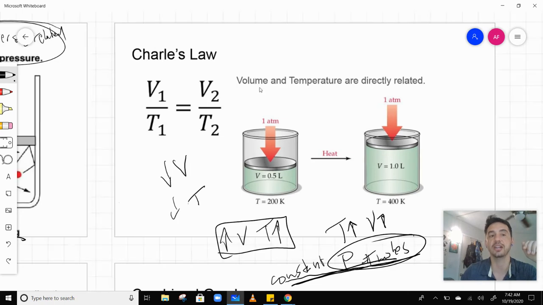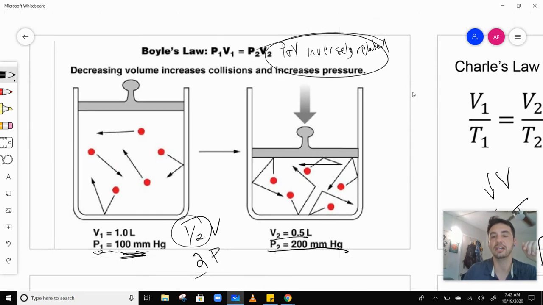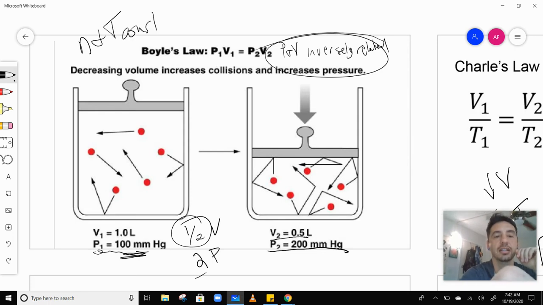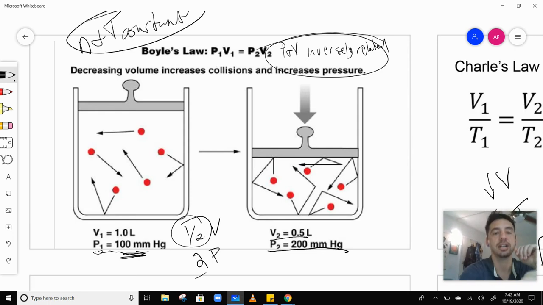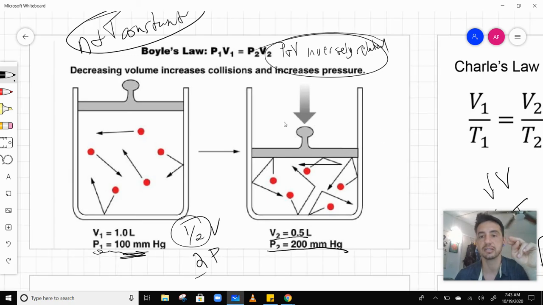Okay. I should have stated that here too. And here, P and V are changing. That means N and T are constant. They are not changing. So number of moles of gas and the temperature are staying the same. Then pressure and volume are inversely related. Okay. So it's important that I mentioned that. I forgot to mention that 2 variables here are staying constant, 2 are changing. Okay, for all of these laws.